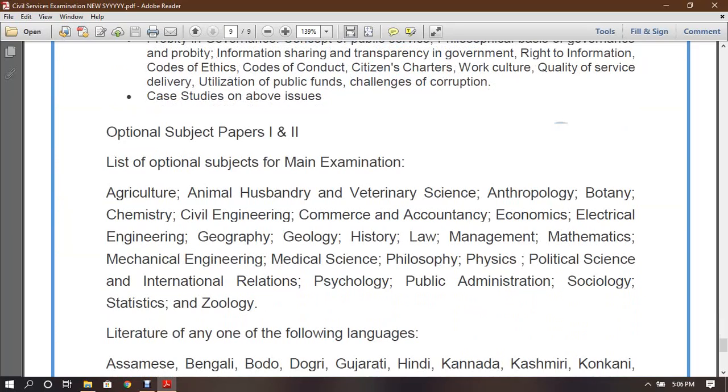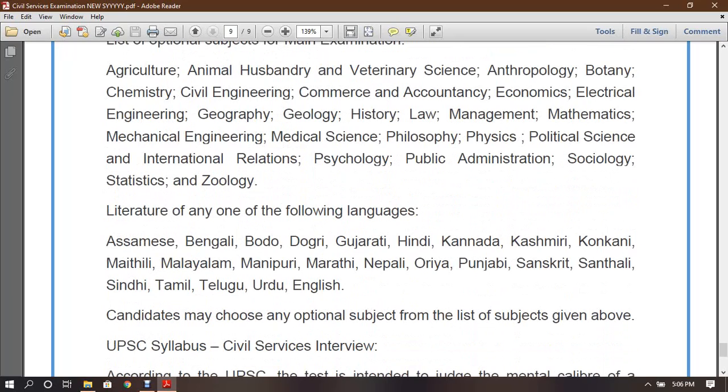Then the optional papers contain 28 subject papers: agriculture, animal husbandry and veterinary science, anthropology, botany, chemistry, civil engineering, commerce and accountancy, economics, electrical engineering, geography, geology, history, law, management, mathematics, mechanical engineering, medical science, philosophy, physics, political science and international relations, psychology, public administration, sociology, statistics and zoology. These are the subject papers.